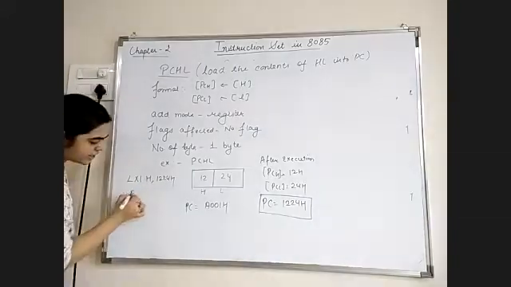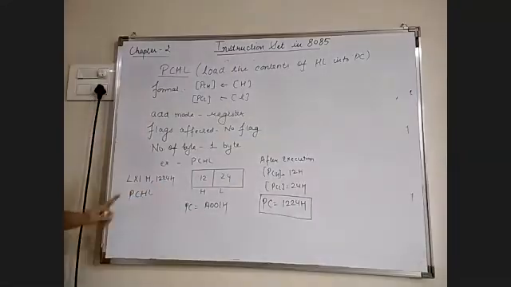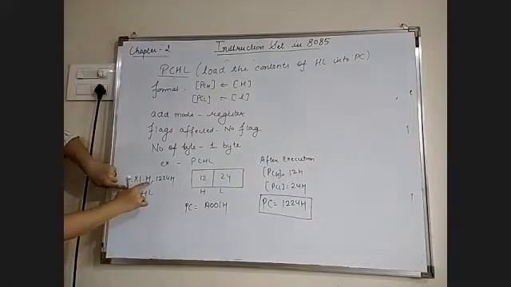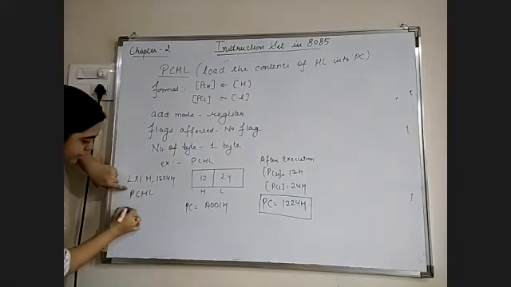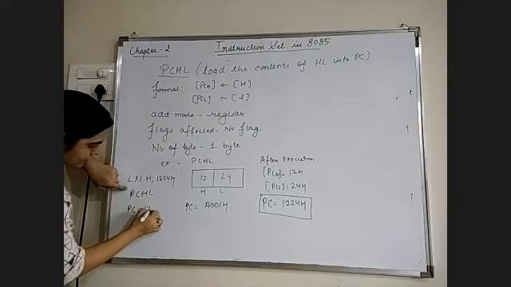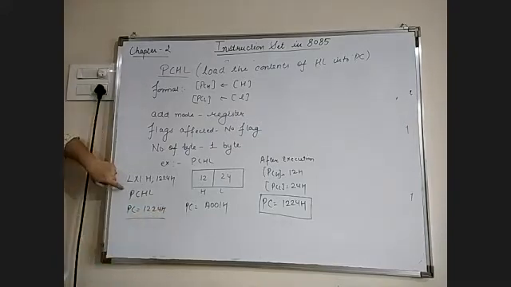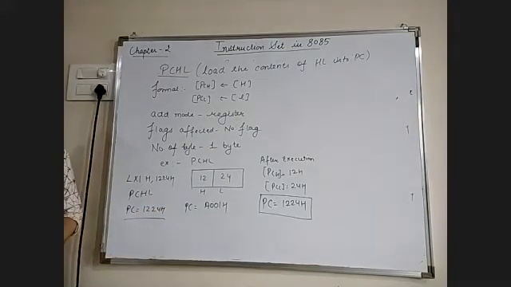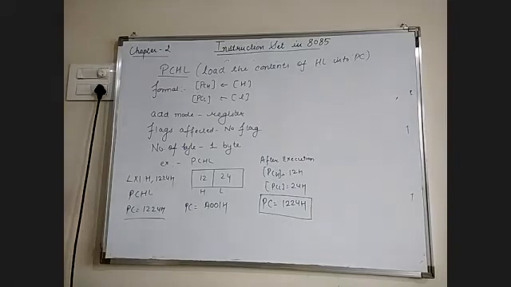After this, we are writing the instruction PCHL. So this instruction will copy the contents of the HL pair into the program counter. So after the execution, the program counter is having value 1224H. Okay, so this is the meaning of this instruction. Is it clear? Yes, ma'am.